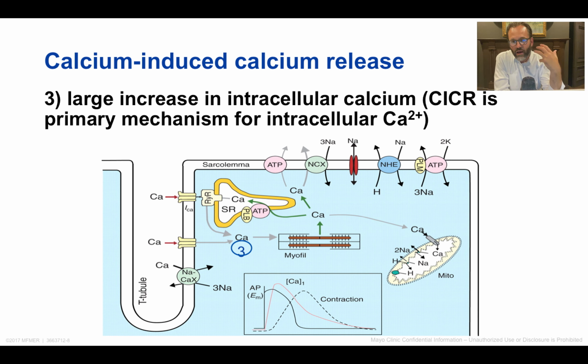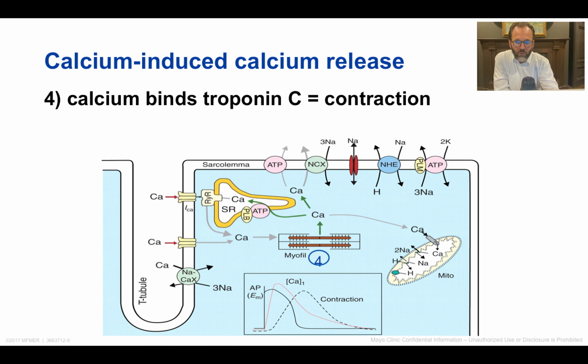And that release of calcium from the sarcoplasmic reticulum is the primary mechanism for an increase in intracellular calcium during the cardiac cycle. Now, once that calcium is released into the cytoplasm, the calcium binds to troponin C, which we'll talk about more in a minute, and ultimately that enables a series of events that allows for cardiomyocyte contraction.